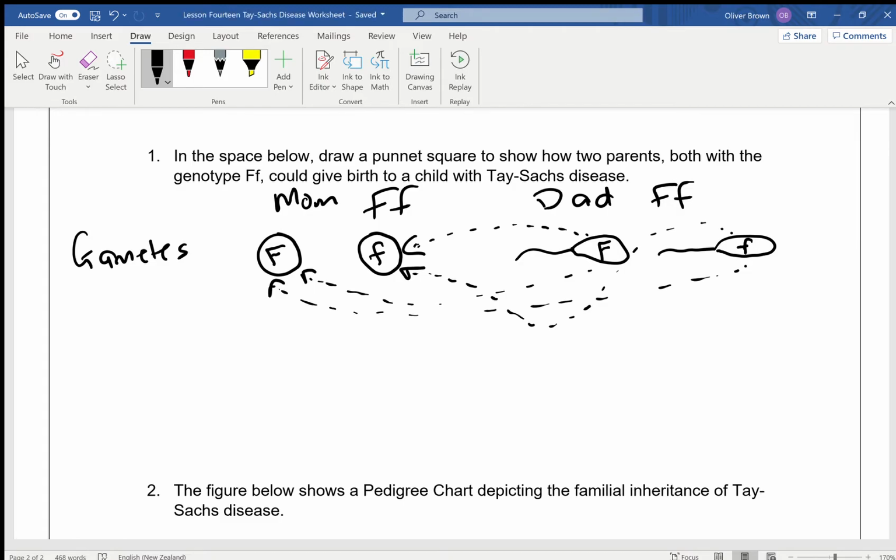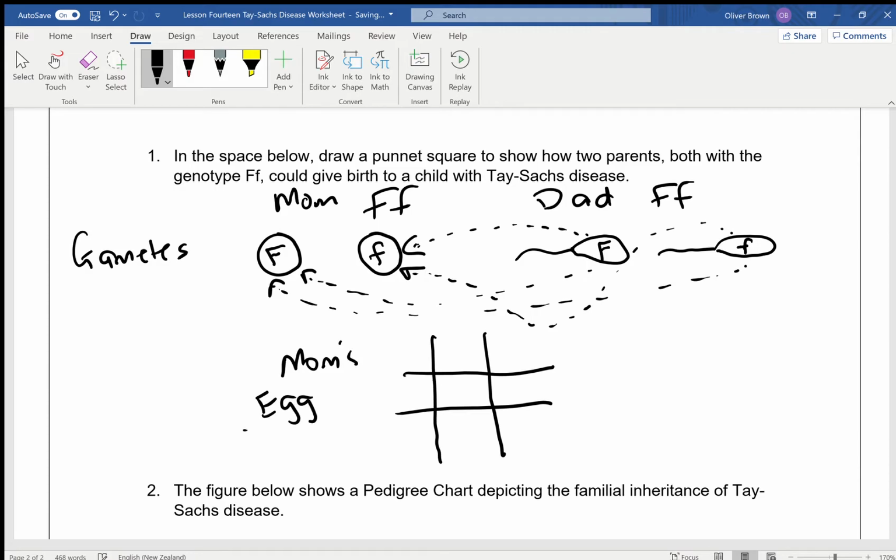So that's obviously quite messy, which is why we draw the Punnett square. And we set the Punnett square up like this. I'm sure you've done some of these already. So if we put mum's egg on this side, she's either big F or little f, and the dad's sperm genotype is up here, big F or little f, and so we either get big F, big F, big F, little f, big F, little f, little f, little f.